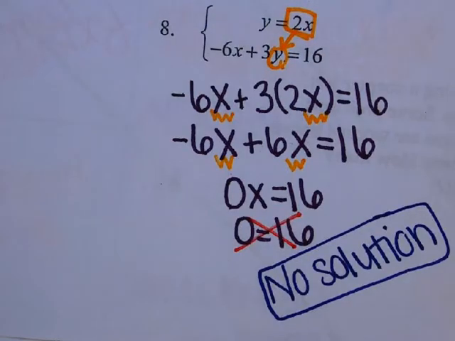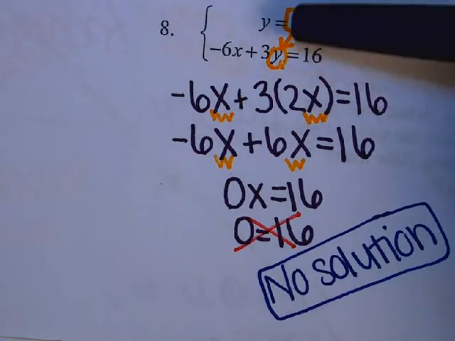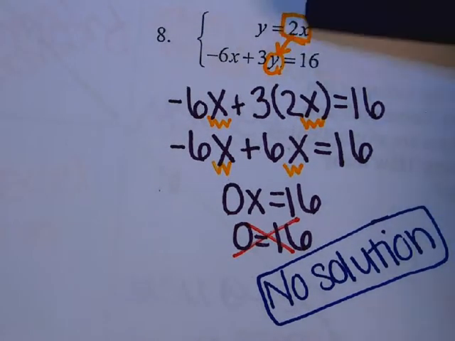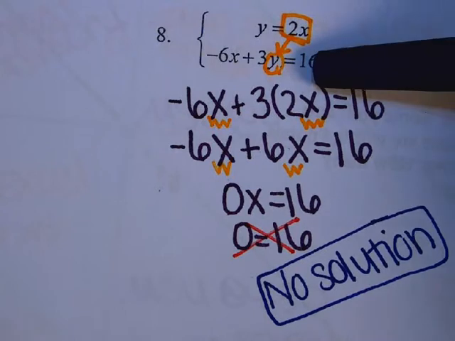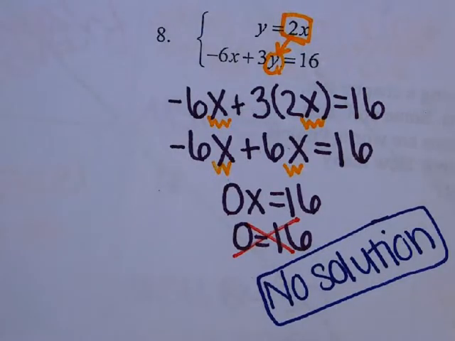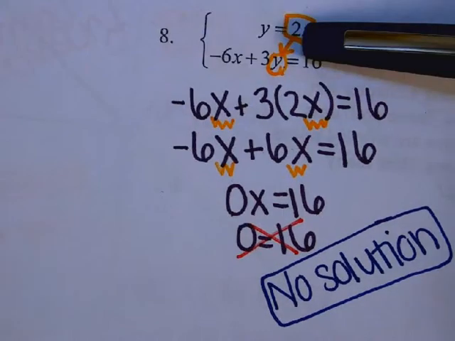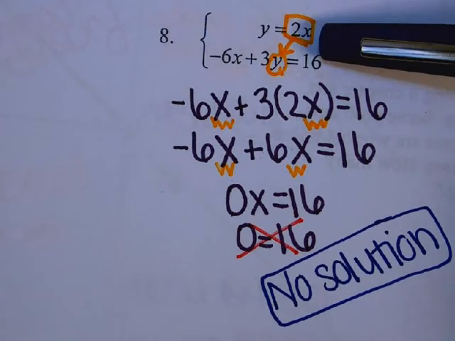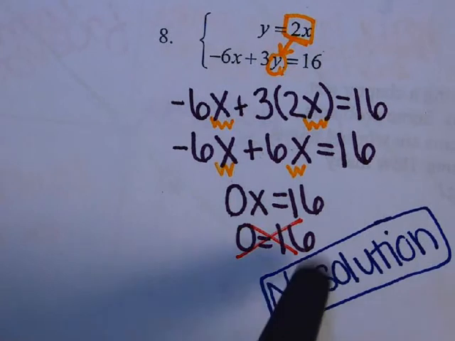When I say that, what I'm saying is these lines are parallel. These lines never intersect. They do not share any common points. Alright, those 3 sentences I just said, they all mean the same thing. They're parallel, they do not intersect, and they do not share any common points. So there's no solution.